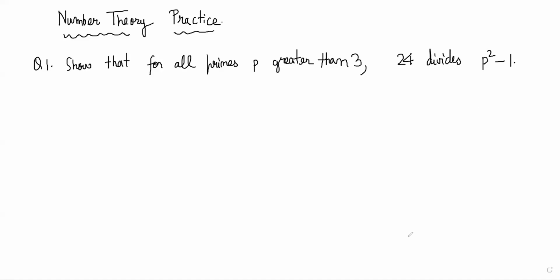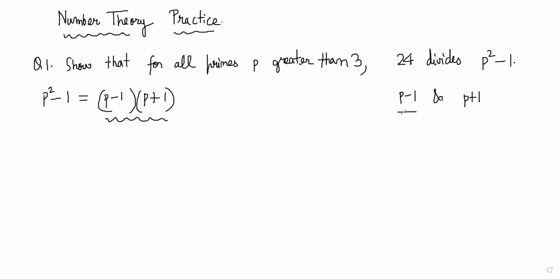Now p square minus 1, if you think about it, can be written as p minus 1 and p plus 1. We have basically p minus 1 and p plus 1, which are not primes. If you think of the three consecutive numbers p minus 1, p and p plus 1, one of them has to be divisible by 3, right? Any three consecutive numbers, one of them will be divisible by 3.